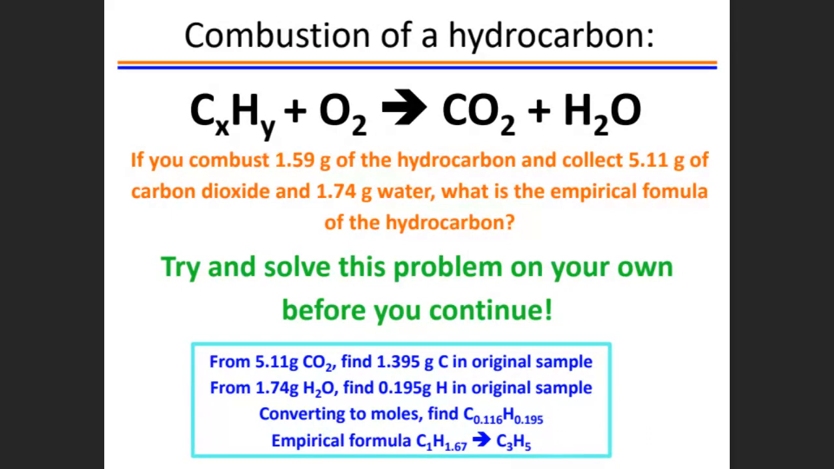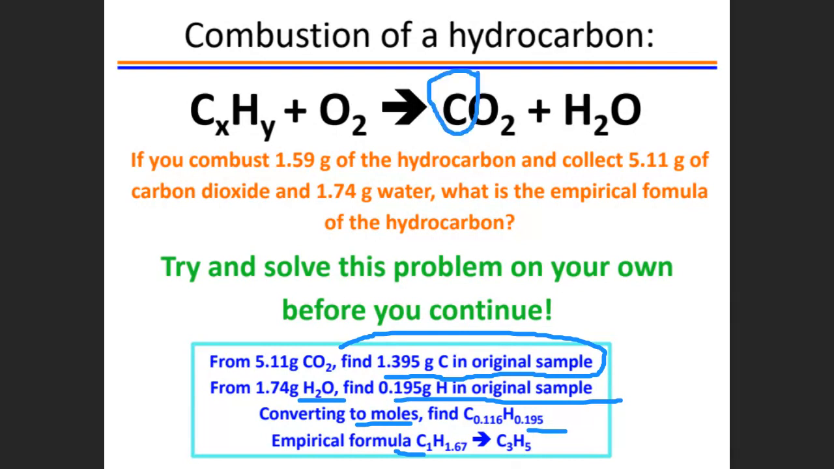From 5.11 gram carbon dioxide, find 1.39 gram carbon in the original sample. From 1.74 gram water, find 0.19 gram H in the original sample. Then convert to mole and find the empirical formula. So actually we have to find the grams. The way is the same: individual weight divided by total, times the amount, and you will find the grams initially.